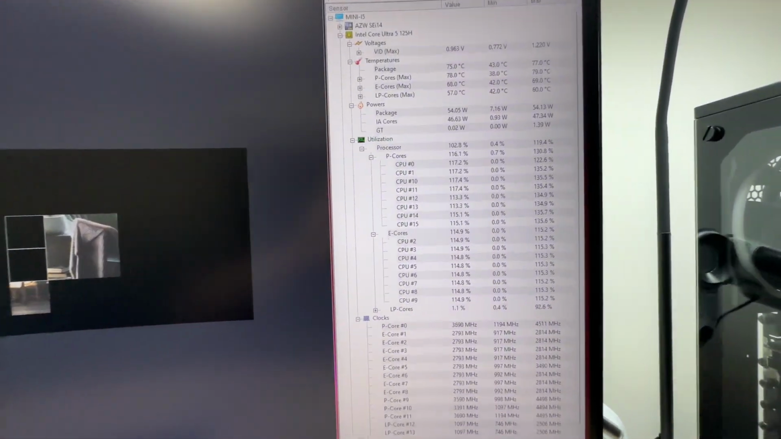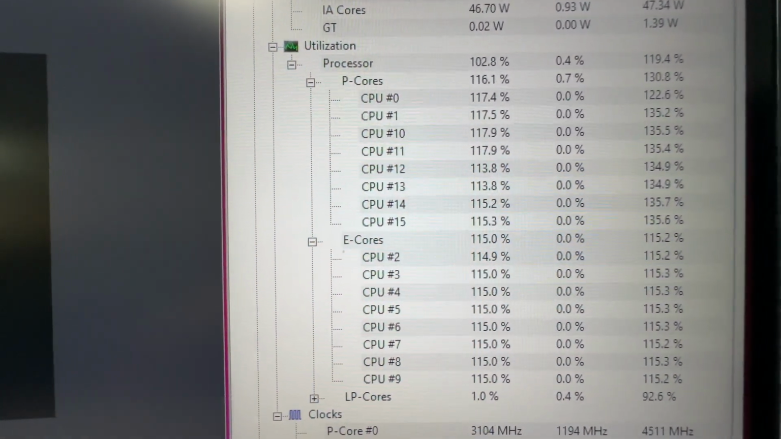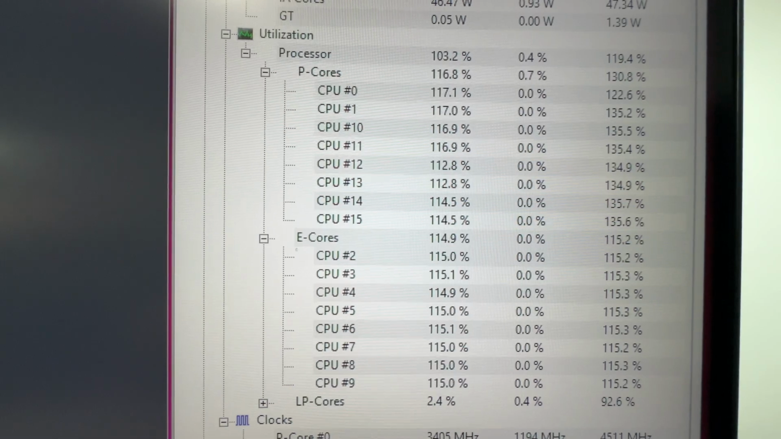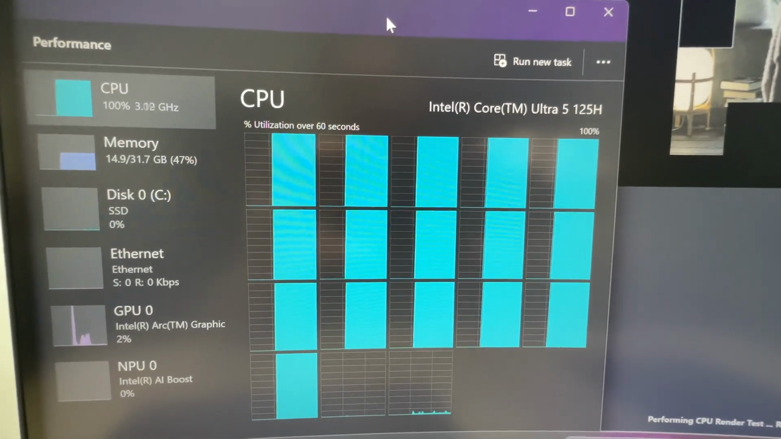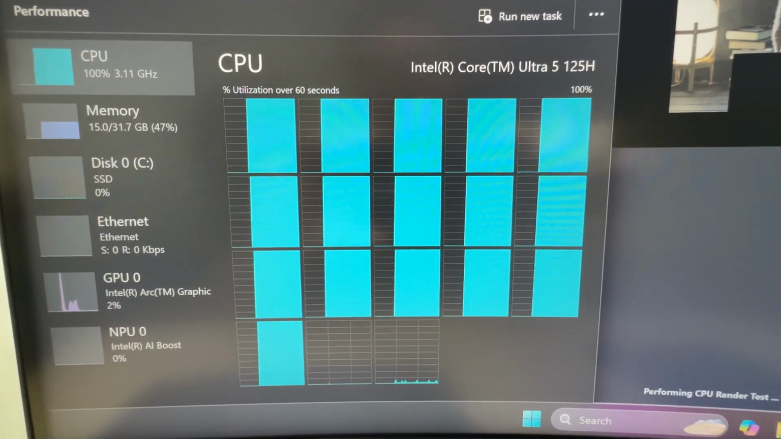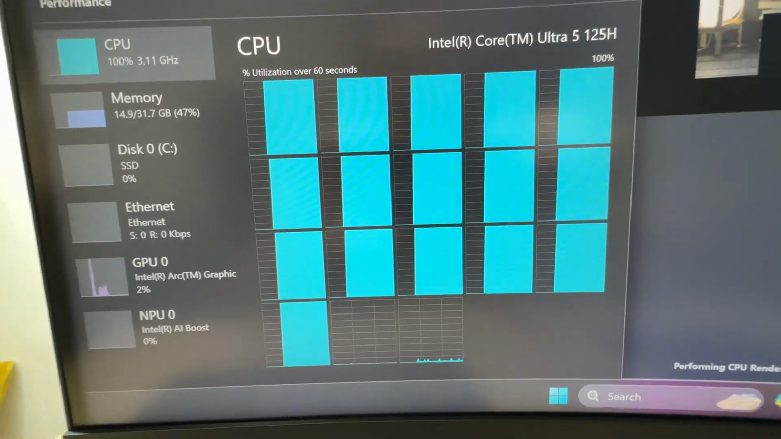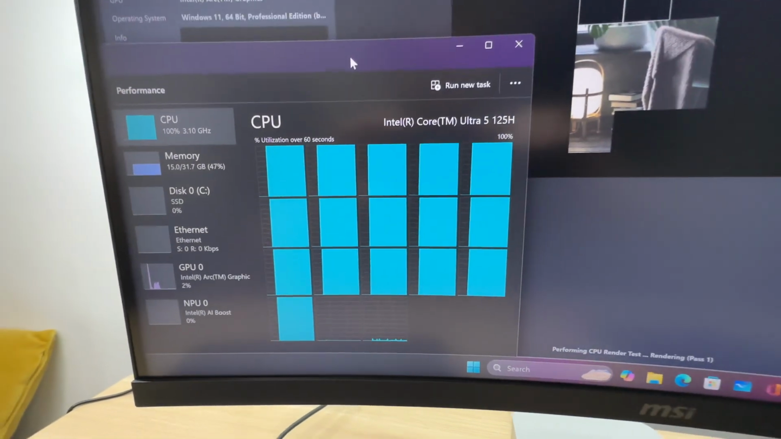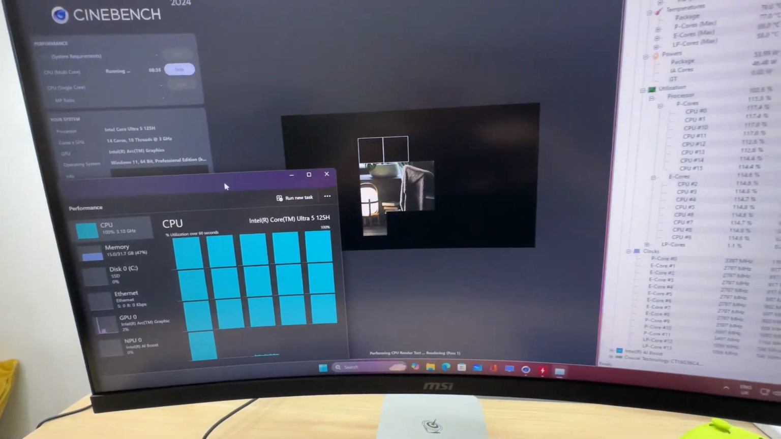Something appears to be quite broken in hardware monitor because it reports over 100% core utilization. However, the CPU is indeed loaded to 100%, all cores except for the LP cores. Those are low power cores. Those are reserved for other tasks.